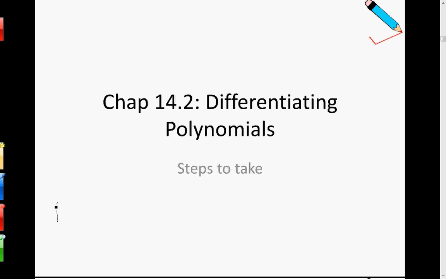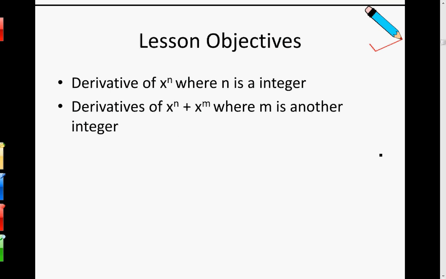Okay, so if you can recall, polynomials are of this form: a0 plus a1 x plus a2 x squared, and so on and so forth. You have learned this in the Sec 3 course, so I'm not going to cover it anymore. You should know it very well. So as I have said, today we will be learning how to differentiate polynomials.